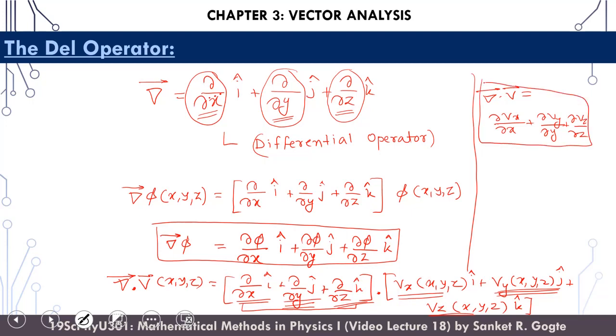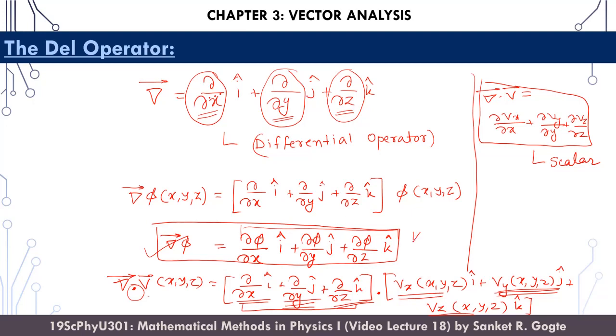Now note here that when we operate this del operator onto a scalar field, it is like multiplication of a vector with a scalar, and therefore what we get is a vector field. And similarly, when we operate this del operator onto a vector field like this, it becomes a dot product, and therefore what we get is a scalar field.